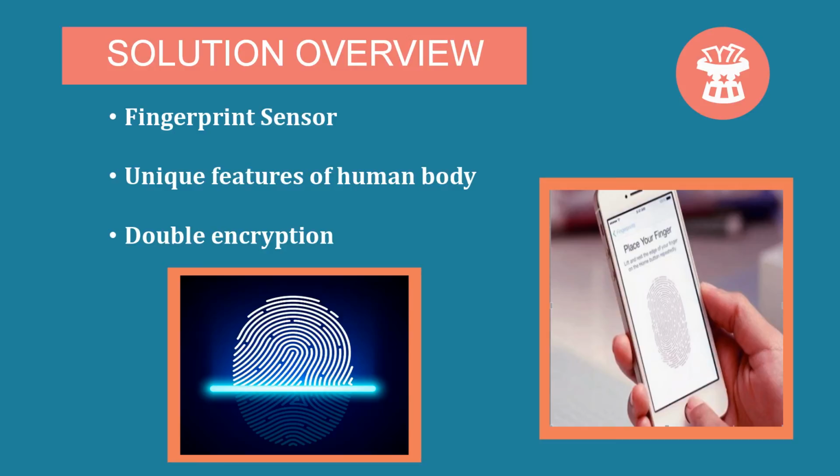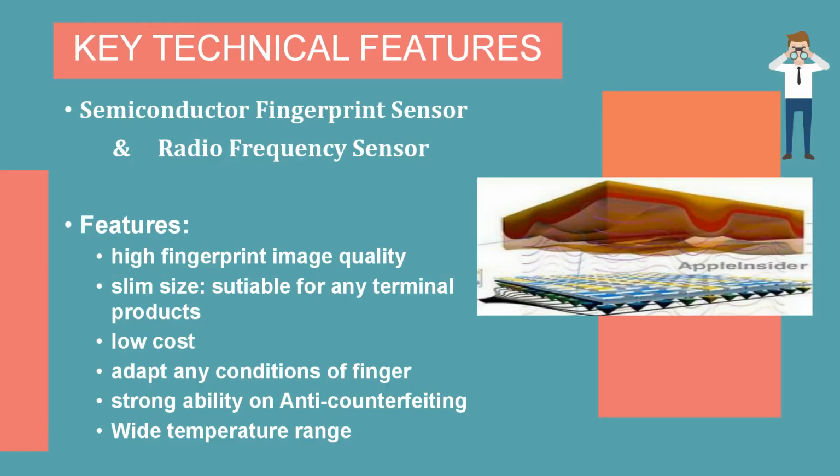In addition, using a password and a fingerprint sensor at the same time can also give mobile phones double encryption. This enables smartphone users to get more safety. A fingerprint sensor consists of two main types, which are the semiconductor fingerprint sensor and the radio frequency fingerprint sensor.